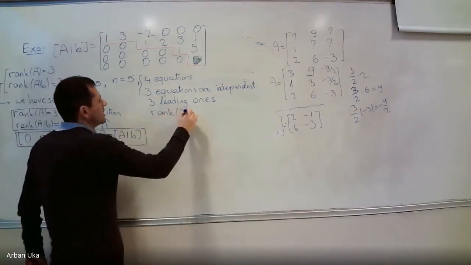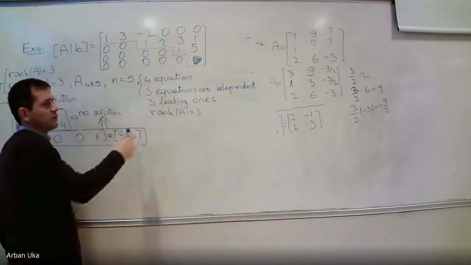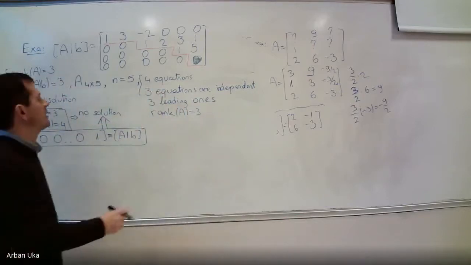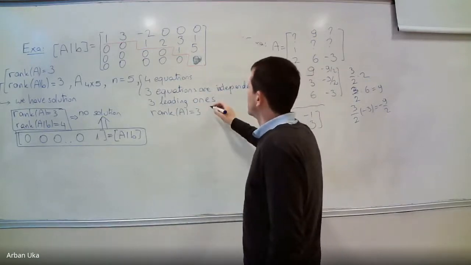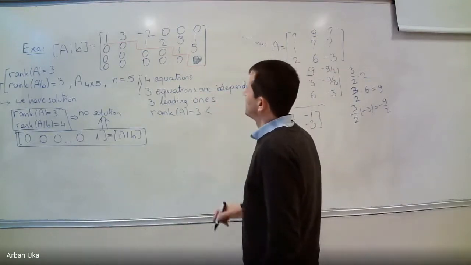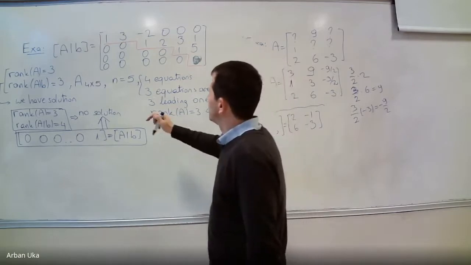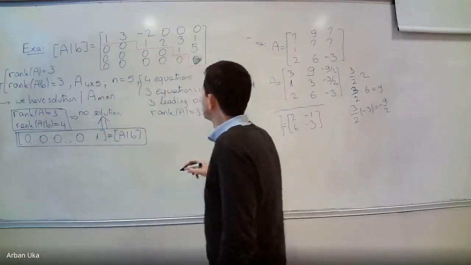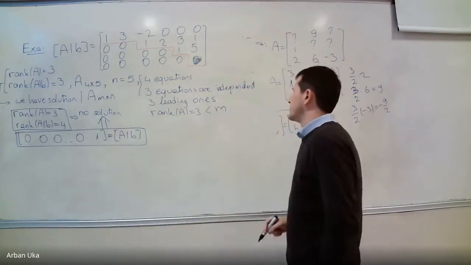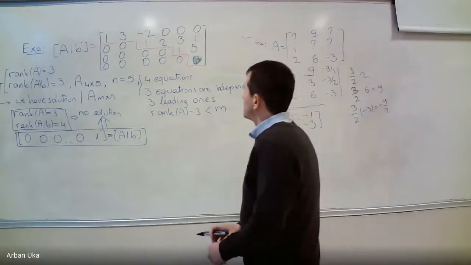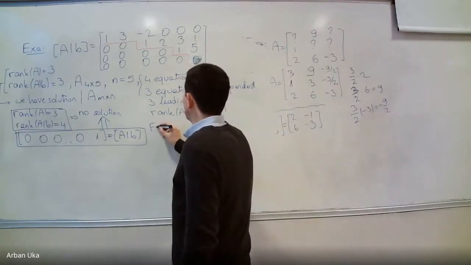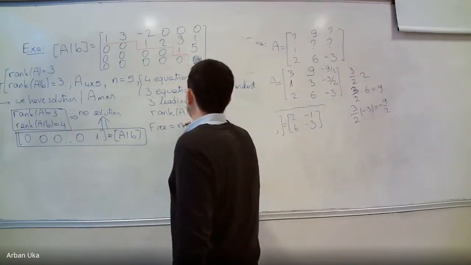What could have been the rank? The rank would have been 4 if we had 4 linearly independent equations, but it looks like the rank is 3, and it is smaller than n. For an m by n matrix, the rank is less than n. Then, what is the number of free variables?